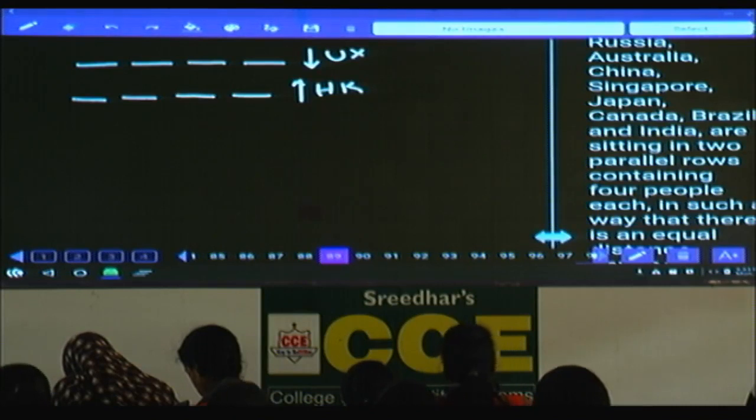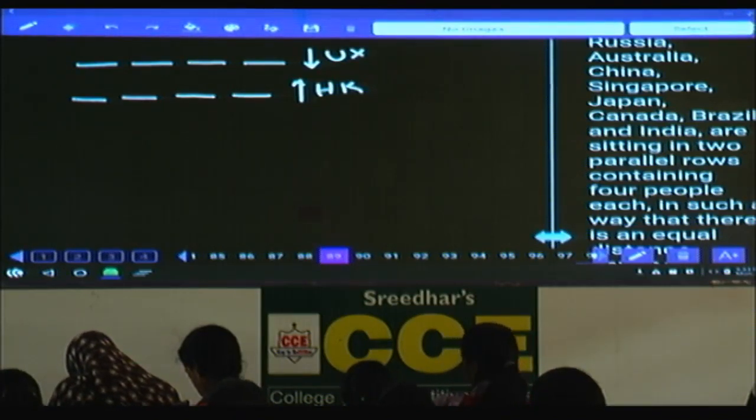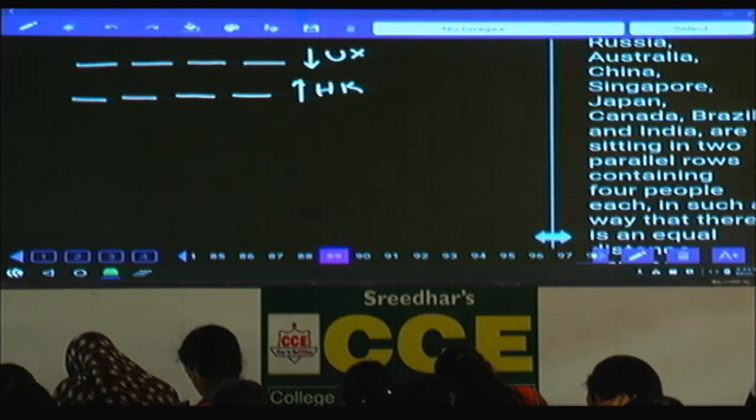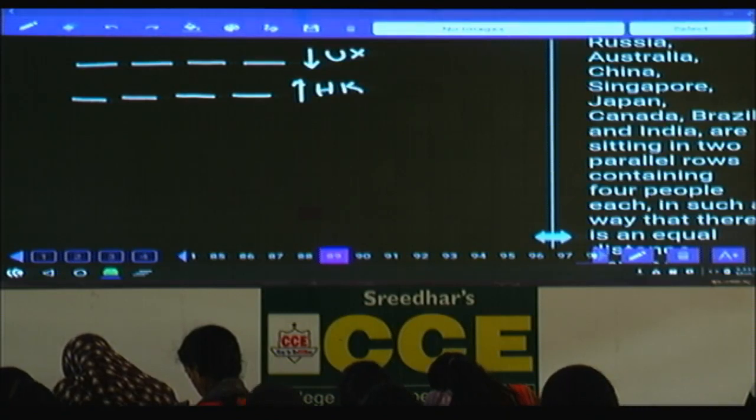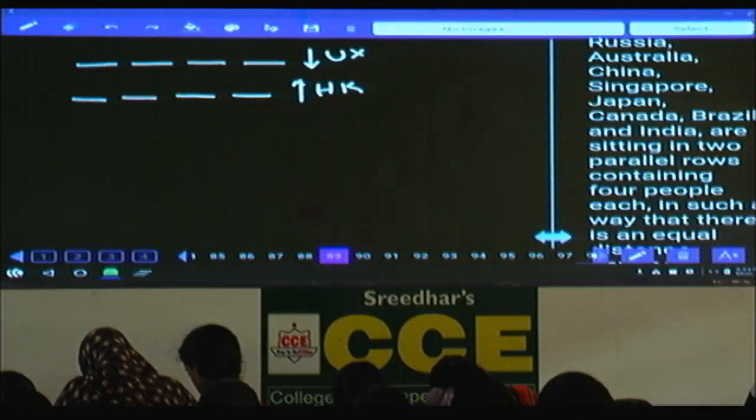The person from Canada sits opposite to I who is from Russia. The person from Russia is an immediate neighbor of H but not to J. X sits to the immediate right of the person who sits opposite to the person from Brazil. Person from Australia is not a neighbor of X. The person from Japan sits 2 places from Singapore. Singapore is not H. And Singapore and Japan, there must be exactly 1 person.